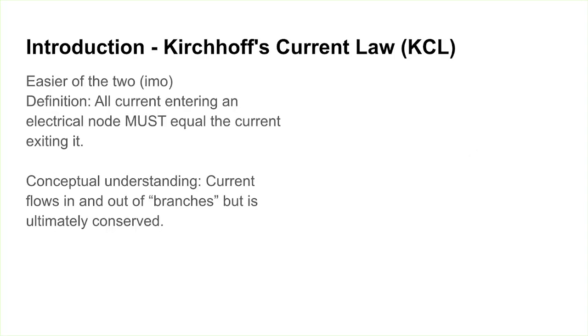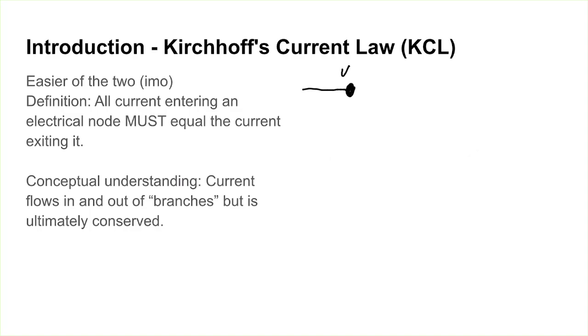So one of the two core concepts, KVL and KCL, is our introduction to circuit analysis. We'll start with KVL, which I think is the easiest. Its general definition is that all current entering an electrical node must equal the current exiting it. So the first concept here is the concept of a node. You can think of this as a wire.